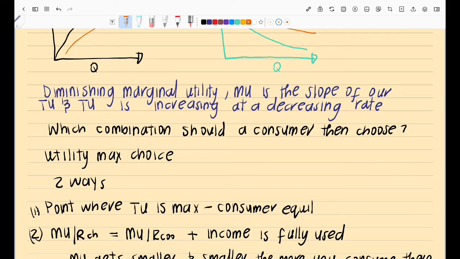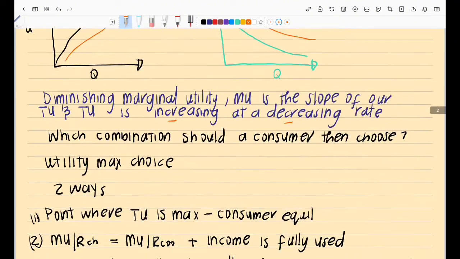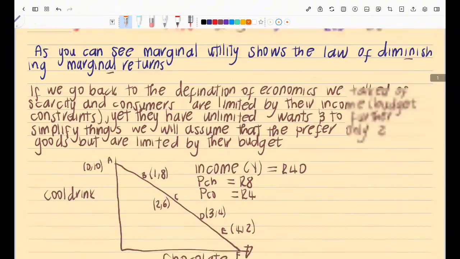And diminishing marginal utility. And as I was saying, that marginal utility is the slope of our total utility curve, and it's telling us how the total utility is increasing. And we have concluded that the total utility increases at a decreasing rate, right? And that was total utility for you.